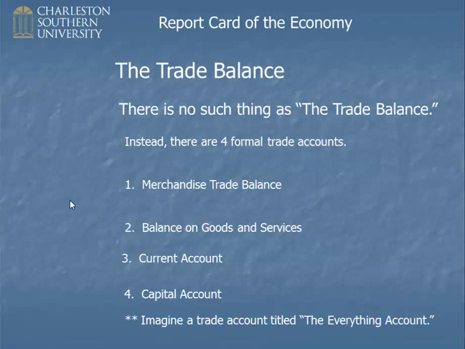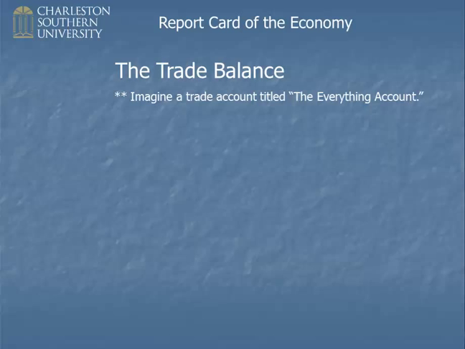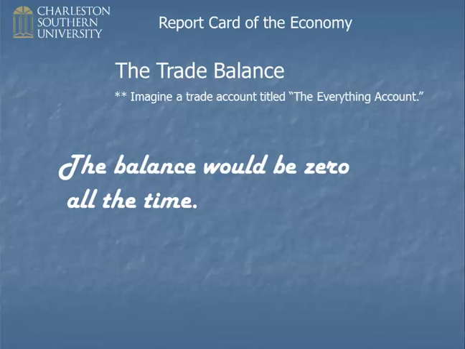So if you had a trade account and you kept track of everything, merchandise, services, unilateral transfers, capital flows in and out, what would the balance be? I hope you can see that an account like that would have a balance of 0 all the time, because the money doesn't just disappear. When China sells us $100 million worth of stuff, and we only buy, say, $90 million of stuff from them, the $10 million doesn't disappear. It returns to the United States as an investment. So when you track everything, the balance would be 0.